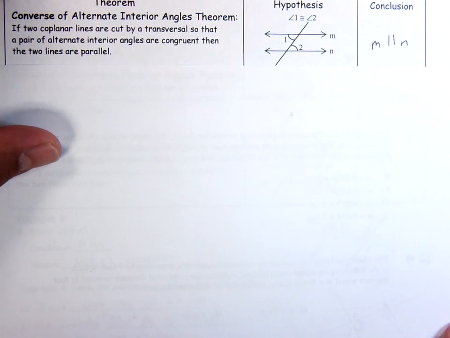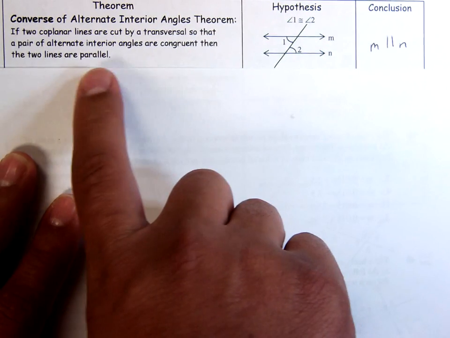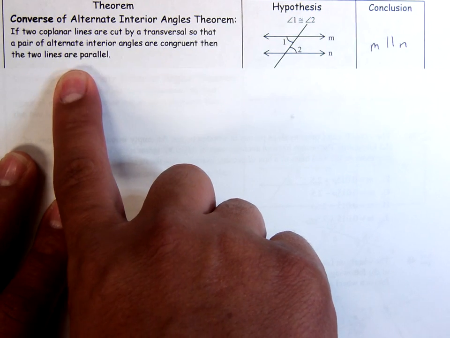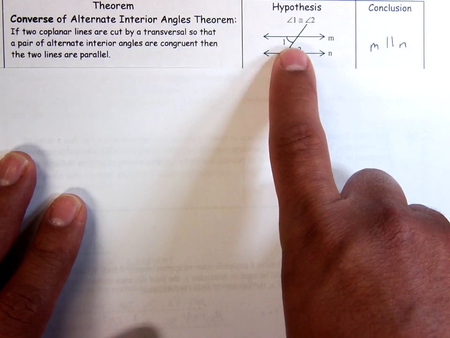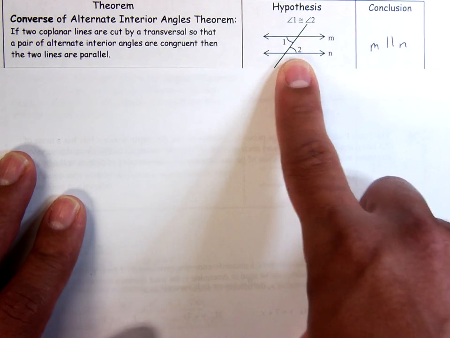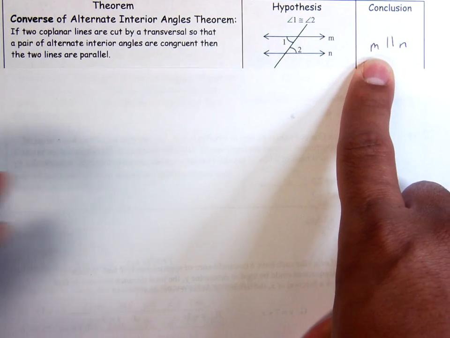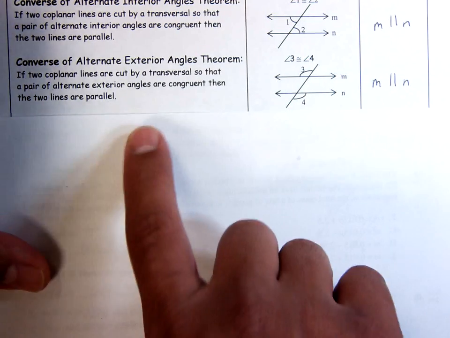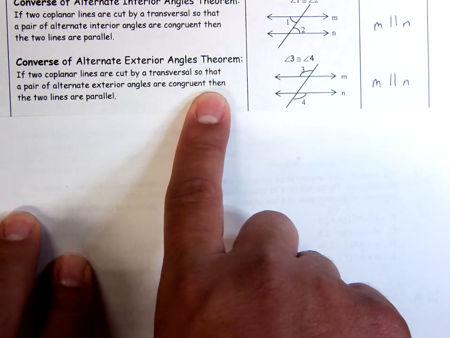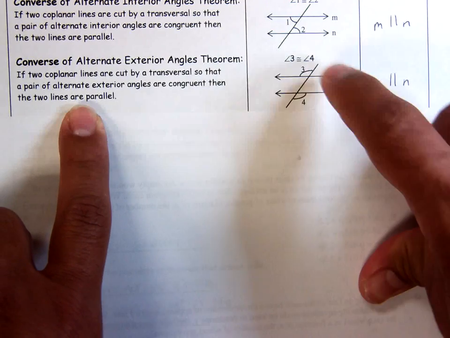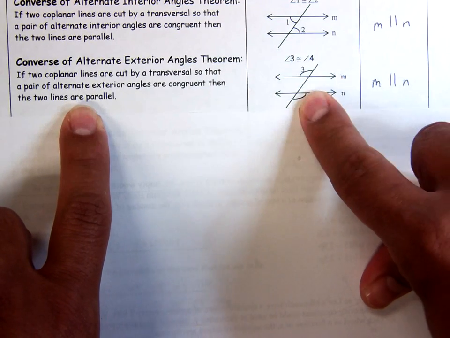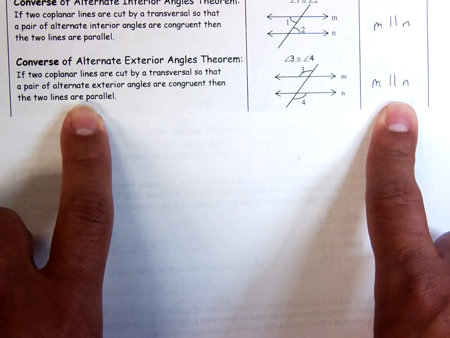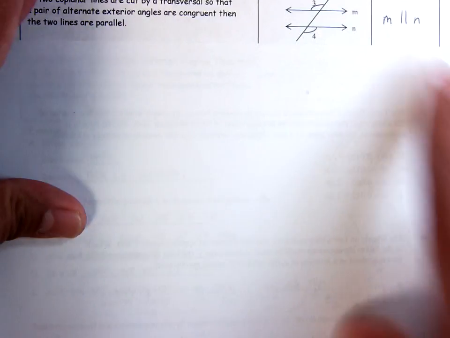Alternate interior angles. Again, if I know that my alternate interior angles are congruent, then I can conclude the lines are parallel. So in my picture, it tells me angle 1 and angle 2 are congruent. My conclusion, M and N are parallel. Next one, I think you know what's coming. Exterior angles, same deal. If my alternate exterior angles are congruent, then I know my lines are parallel. In this picture, I do see angle 3 and angle 4 are congruent because they each have one arc. If they're congruent, then I know that line M and N are parallel.